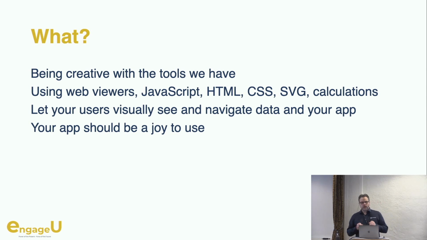So what am I talking about? I'm talking about being creative with the toolset we already have in FileMaker. Oh, by the way, this is FileMaker, if someone didn't know. All right. So what we are going to look at is using views, some JavaScript, some HTML, CSS, SVG, and calculations. So it should be something that you already know about. And some of it is actually pretty simple.